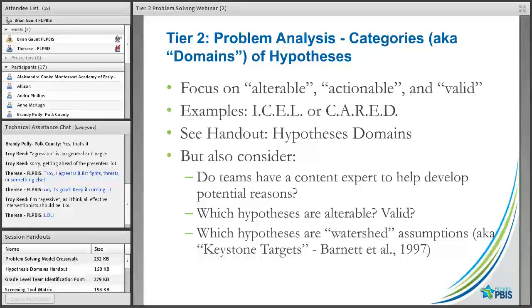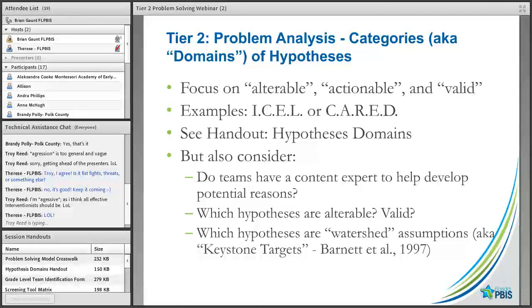And that really is a big part of the fidelity around this step of the process. In order for problem analysis to work really well, it's going to depend on the level and access to your content experts. If you have a reading tier 2 case that you're looking at, certainly we want to have our reading expert at the table. If it's a behavior case, we want to have our behavior expert at the table. But whatever type of problem it is that you're addressing, let's try to make sure that the right team members are obviously at the table and that can help us to do that.